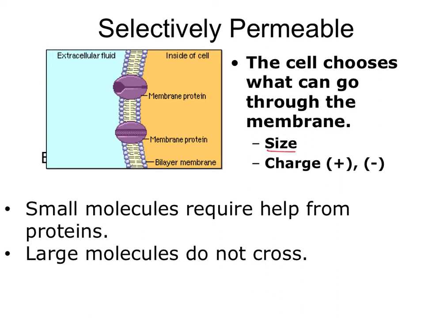Some of those things include size. If the molecule is too large, it cannot cross the phospholipid bilayer, but perhaps it can go through a protein, or the charge of a molecule. If a molecule has a positive or negative charge, it has to go through a channel because it is polar, and the lipid bilayer lipids are nonpolar, and so those molecules cannot cross the lipid bilayer because they are repelled by the lipids from the phospholipids. So some small molecules require help from proteins. Large molecules do not cross except through a process we'll talk about later called exo or endocytosis.